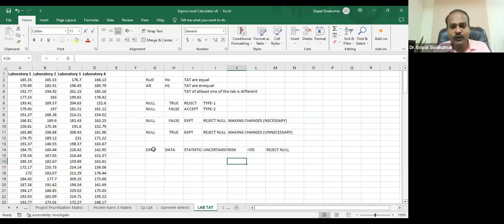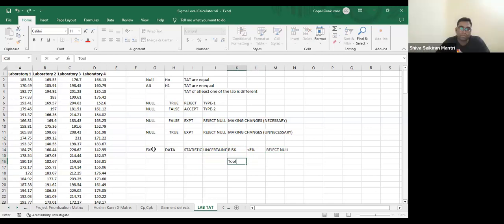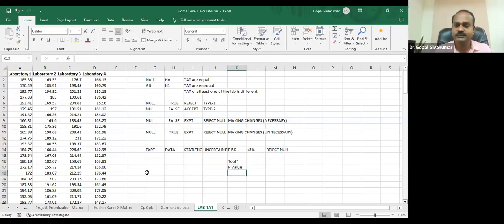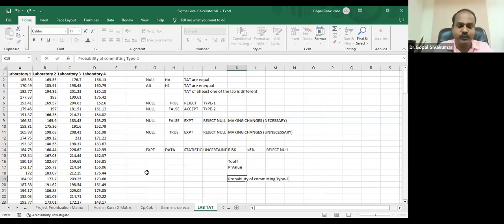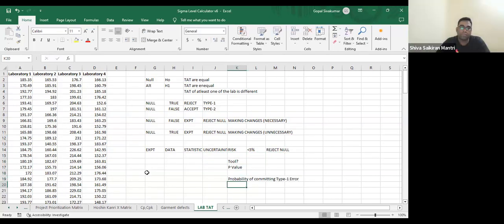Right? So there is a tool which can measure this risk. You know what the tool is? The tool is known as p-value, which is basically a probability. Probability value. It is basically the probability of you committing a type 1 error. What is a type 1 error? Rejecting a true null hypothesis.